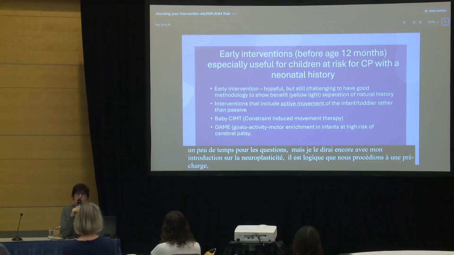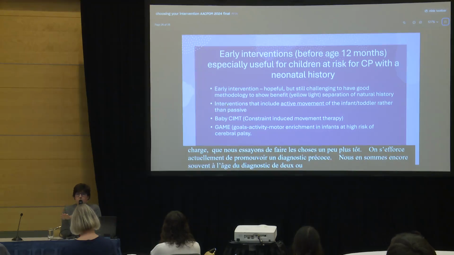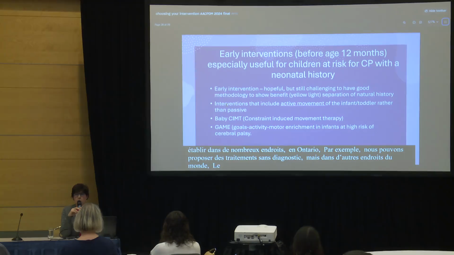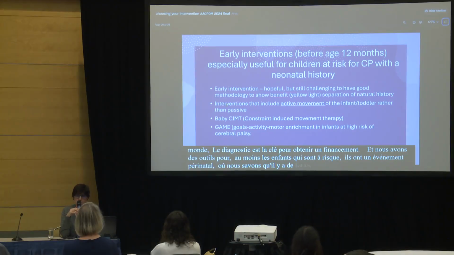There is a big push for early diagnosis. We are still often sitting at a diagnosis age of 2 and 3 and even later to even establish. In many places, in Ontario, for example, we can offer treatments without a diagnosis, but in other places in the world, diagnosis is the key to getting funding. And we do have tools for the kids who are at risk when they had a perinatal event, where we know there's a high chance that they will turn into CP. We have the right tools to actually establish a diagnosis even around age 6 months.